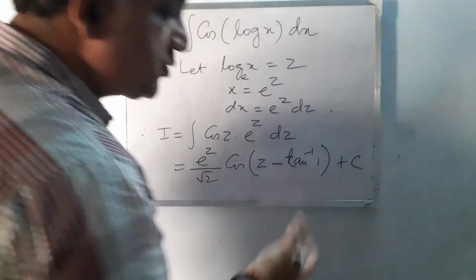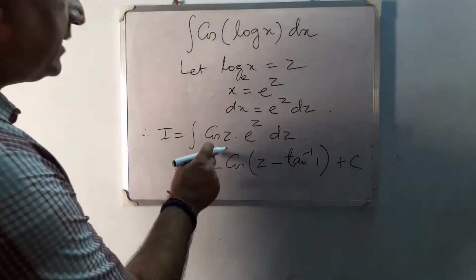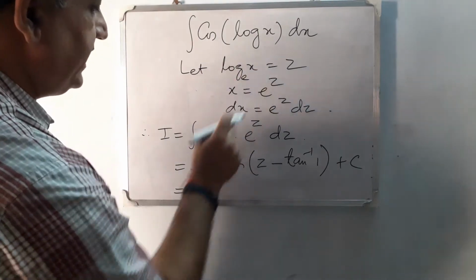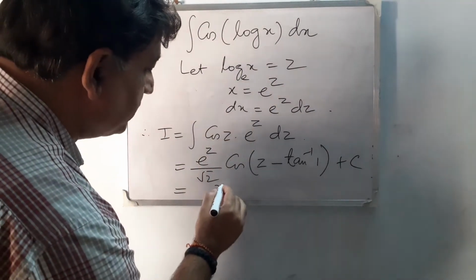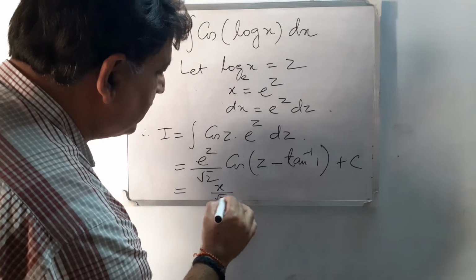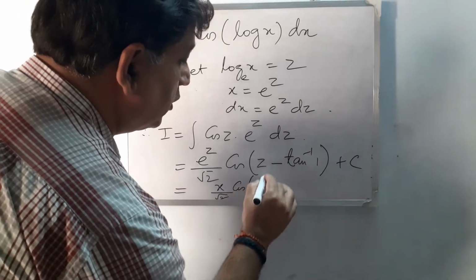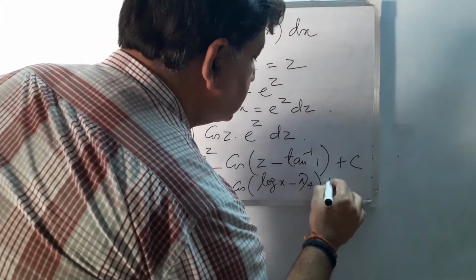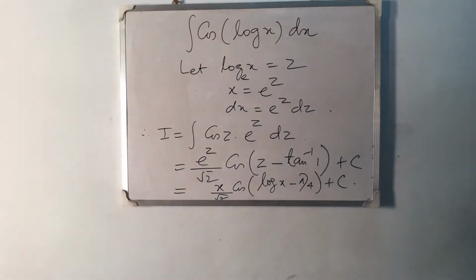This tan inverse 1 should be written as pi by 4, and in the place of z again you can write log x. Here e power log x is x, so x by root 2, then cos log x minus pi by 4 and then the final answer plus c. So this will be your answer.